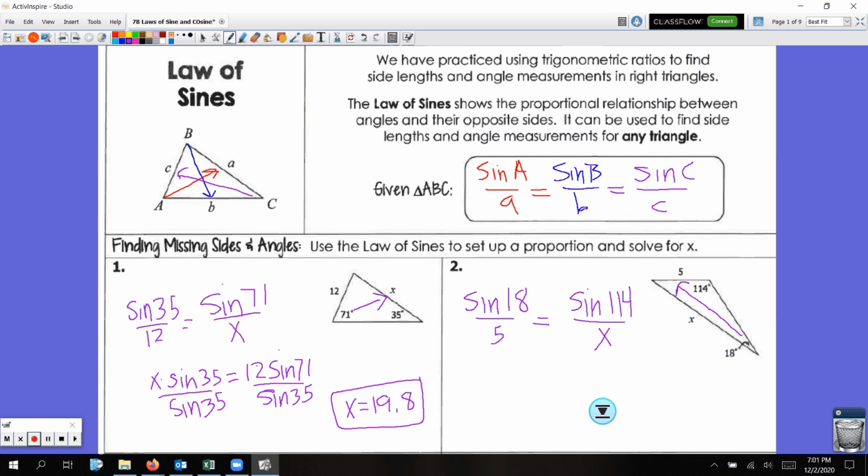That's like the hardest part. And then you cross multiply. So x times sine 18 is equal to 5 times sine of 114. All right. Okay, now we just need to solve for x, so we divide by sine 18.